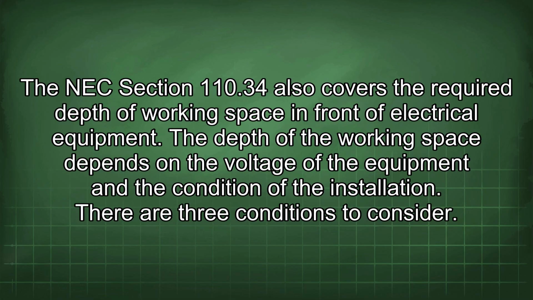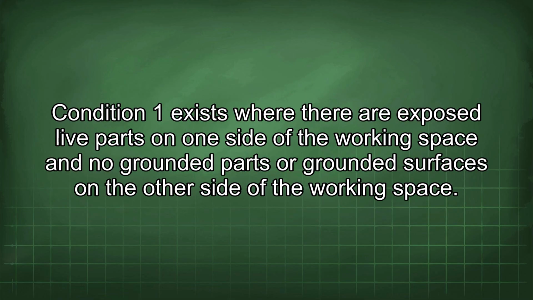The NEC Section 110.34 also covers the required depth of working space in front of electrical equipment. The depth of the working space depends on the voltage of the equipment and the condition of the installation. There are 3 conditions to consider. Condition 1 exists where there are exposed live parts on one side of the working space and no grounded parts or grounded surfaces on the other side of the working space.